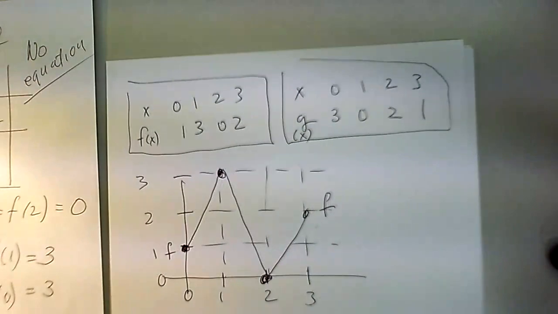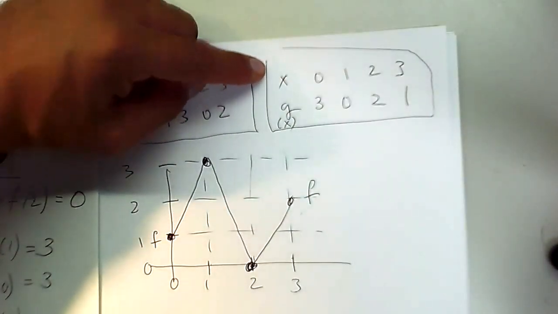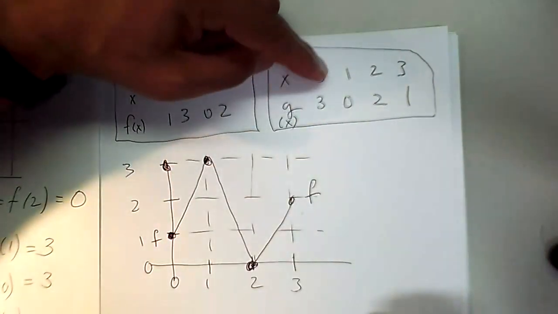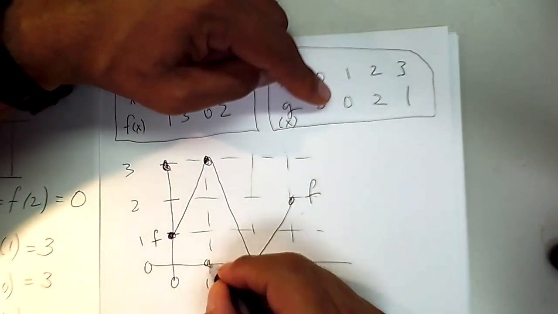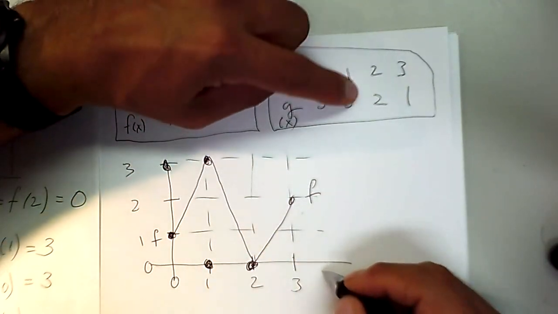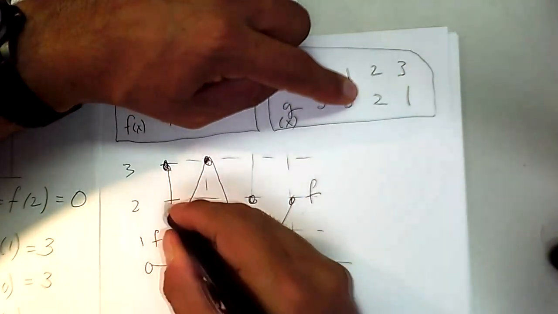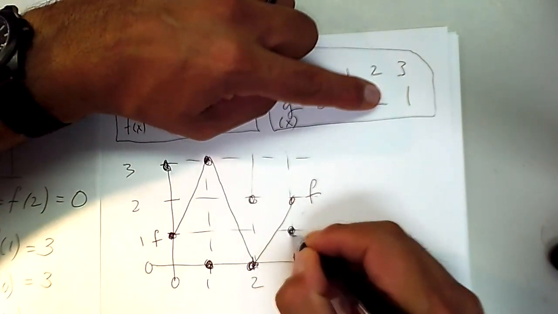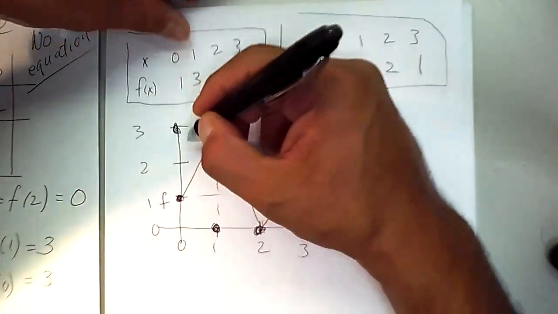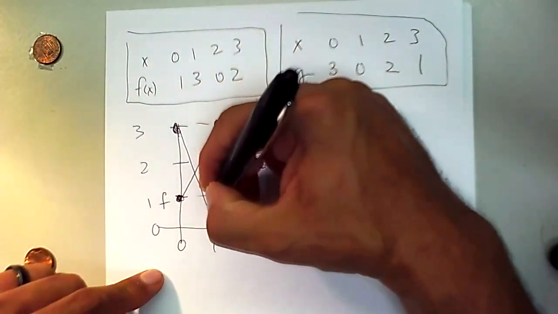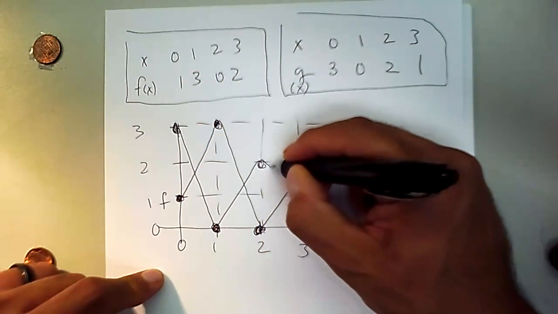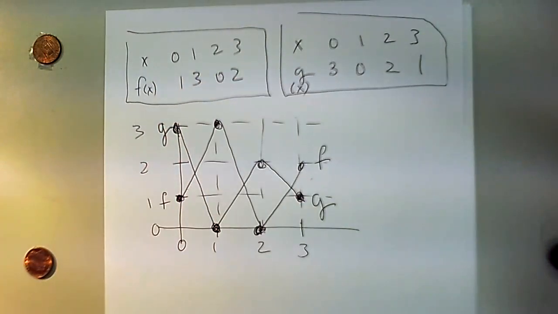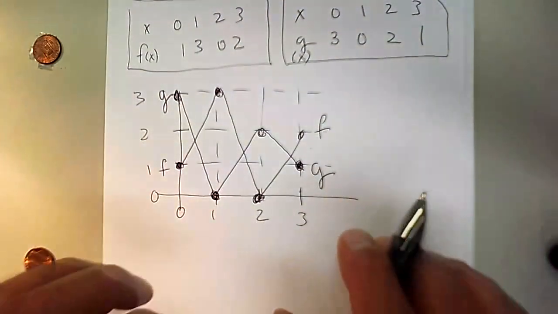F, while G goes 0, 3, so it starts up here, 1, 0, dives down here, 2, 2, 3, 1. So the graph of G would be this. Okay. So make sure you know how to read the graph.